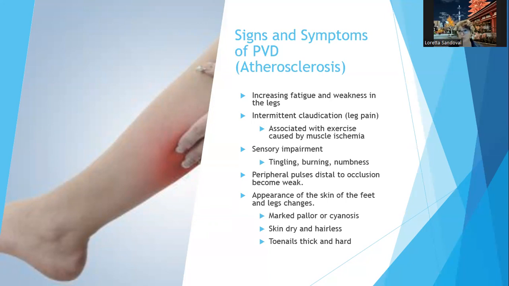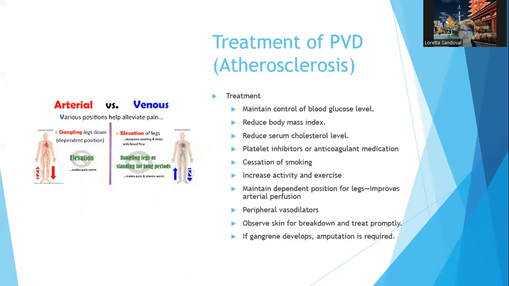If you take someone's dorsal pedal pulse, it might be weaker than their radial pulse. The appearance of the skin of the feet and legs changes: marked pallor or cyanosis, which is a bluish tinge. The skin is dry and hairless, and the toenails get thick and hard. Sometimes people have these symptoms and then they're tested. Then they get the imaging to test for peripheral vascular disease.